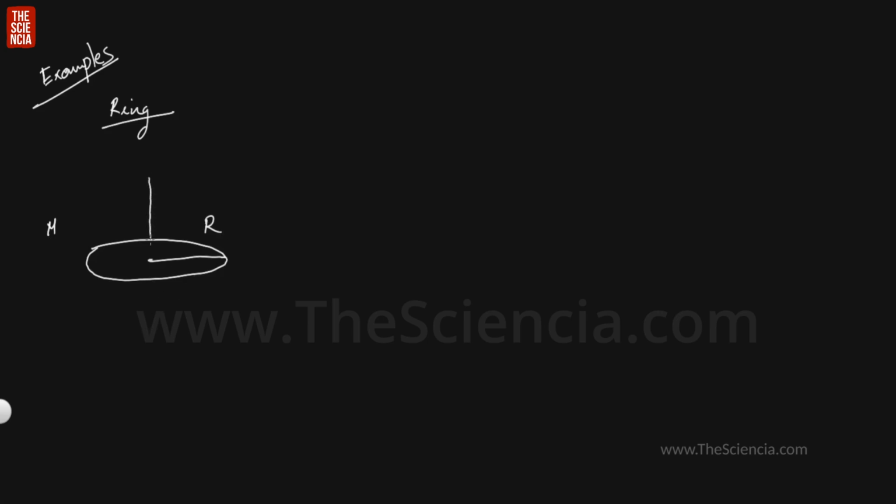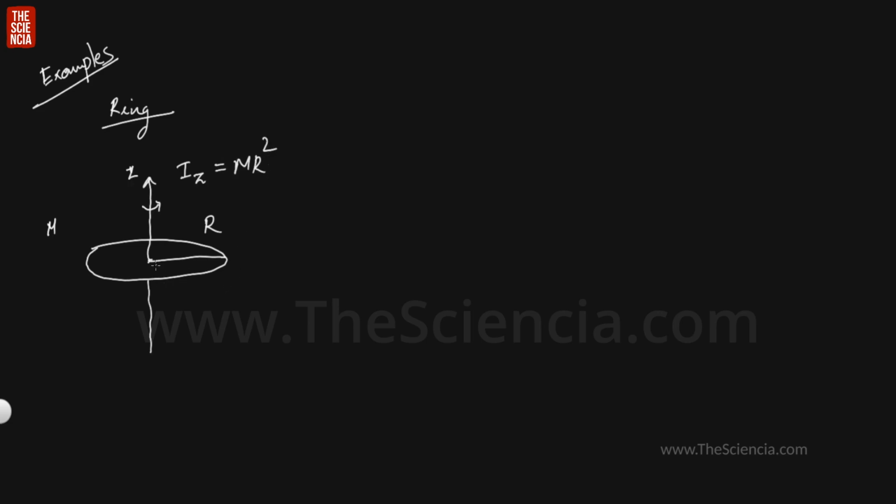Now I am discussing some important examples. Let us consider a ring, because you know all the things about the ring, because we have discussed everything about the ring. So this is our ring of mass m and radius r. And you know, if it is rotating about its center of mass, suppose this is the z-axis, then Iz is equal to mr square. You already know this.